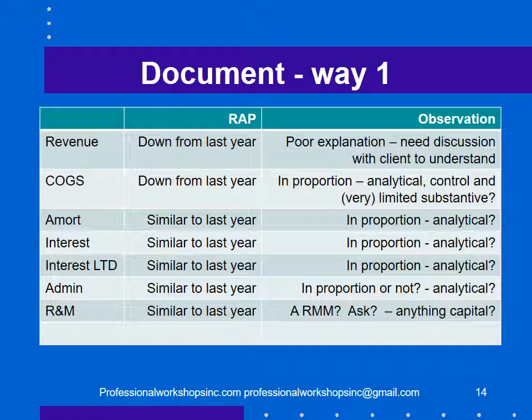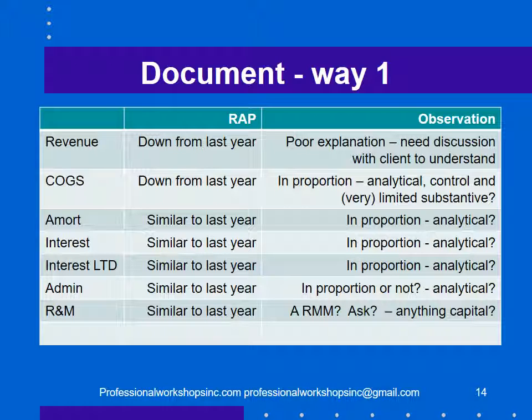Revenue down from last year, as I say, that's just a really poor explanation. We need a discussion with the client to understand it, and we need to be able to think about whether or not the client's explanation makes sense. Now, cost of goods sold are down in proportion to revenue, so that's actually good.